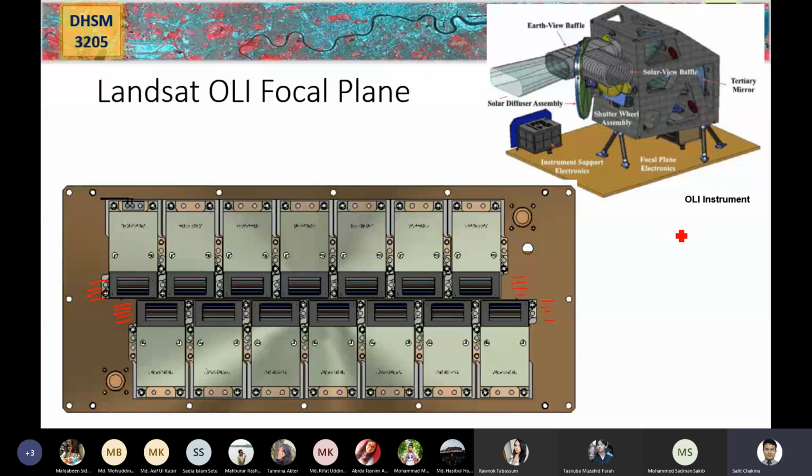All this information is taken from the user's handbook of Landsat 8. So if you're interested in knowing more about it, please go to the website of Landsat, download the handbook, and have a quick look into it. It's really interesting.